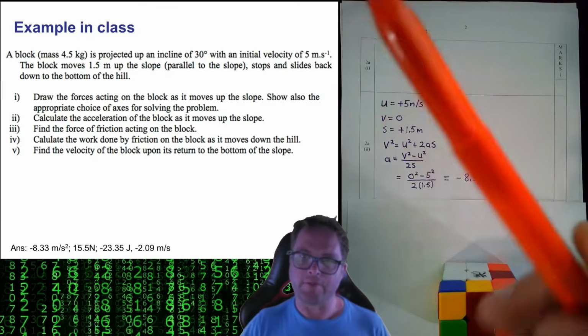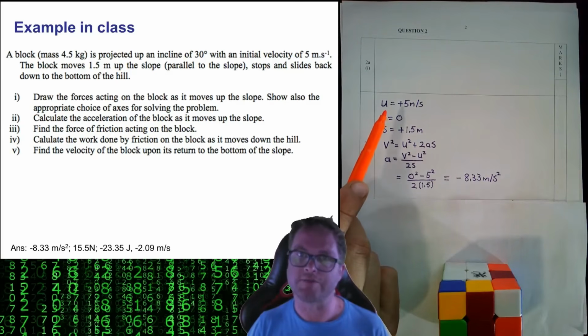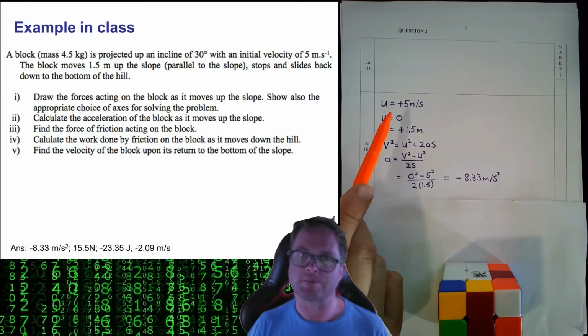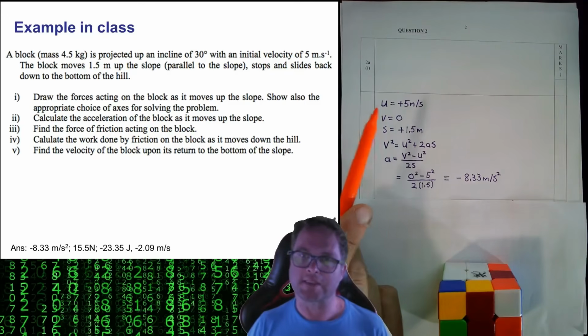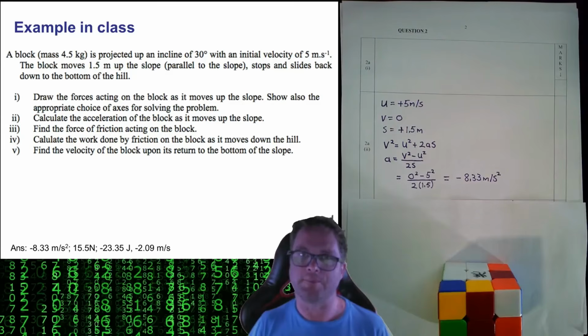So from the information given, we're given a number of quantities. We know that the initial velocity is 5 meters per second. Note that taking care of the signs here is important. It's moving up the slope, and up the slope was defined as the positive x direction. We're interested in the point at which it comes to a rest at the top of the slope. So its final velocity would be 0. And it comes to rest after a distance of 1.5 meters.